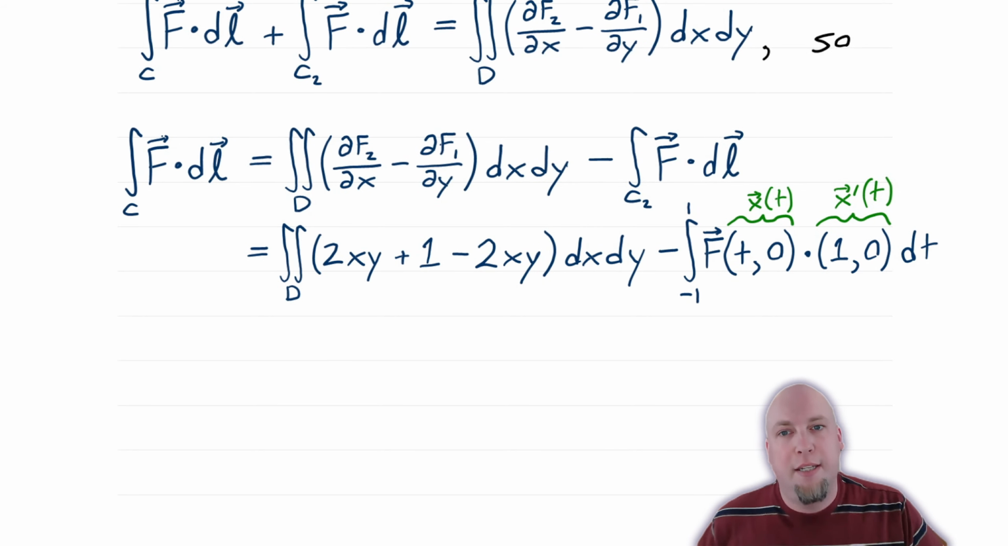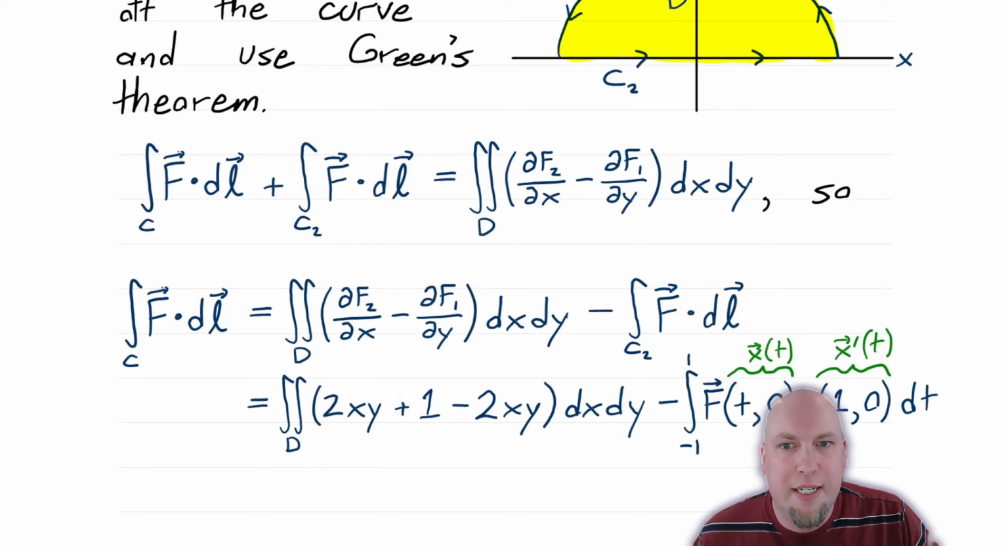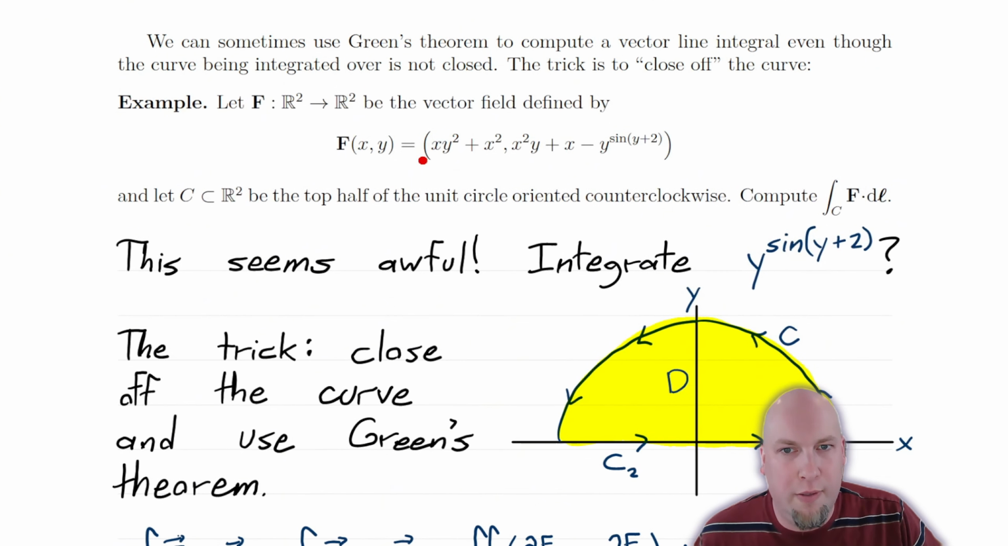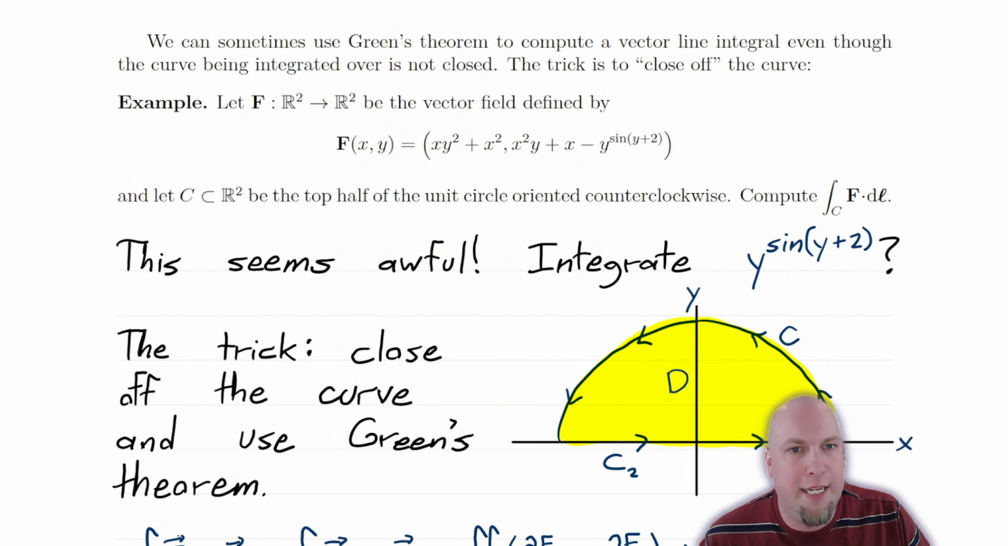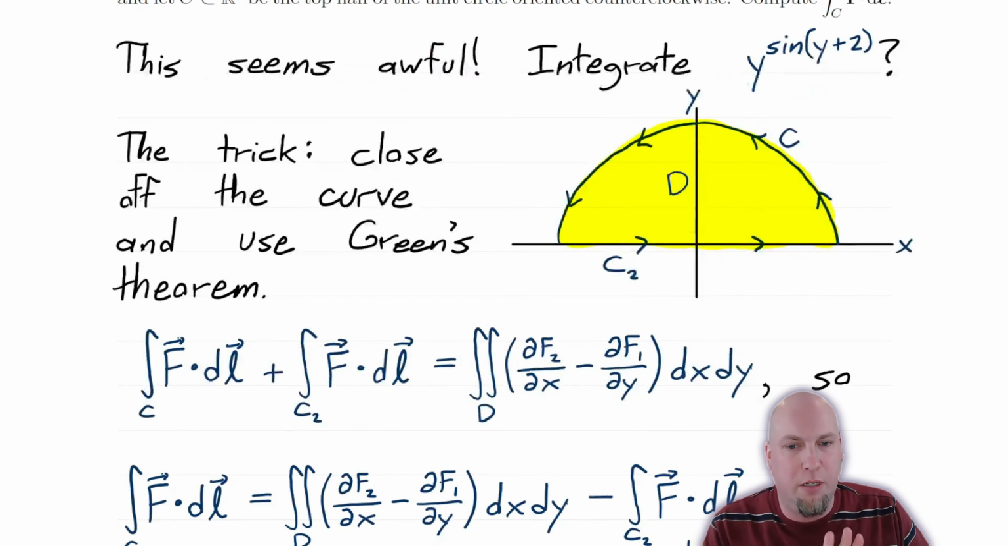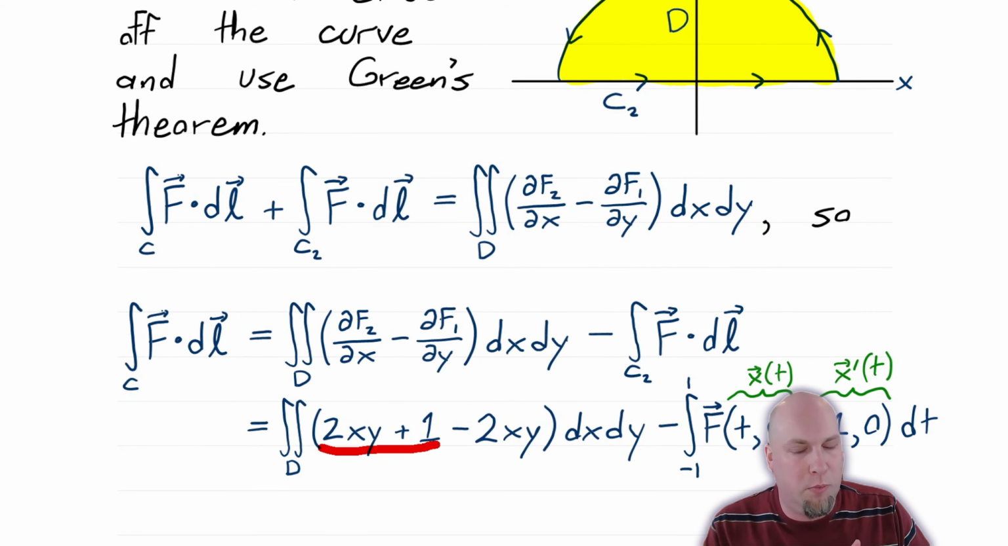So let's start off with this double integral here. So ∂f2/∂x. I go back up to my horrific vector field and take the x partial derivative of f2, the second entry. I get 2xy plus 1. Oh, thank goodness, there are no x's in the other term. That goes away, that becomes 0. So I just get this 2xy plus 1 when I do the x partial derivative of f2.